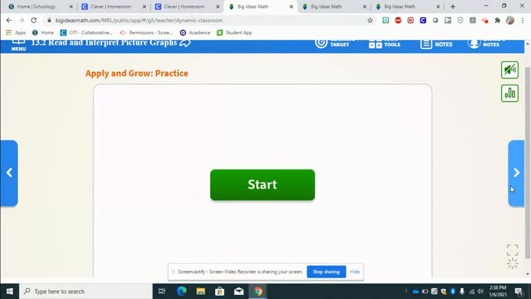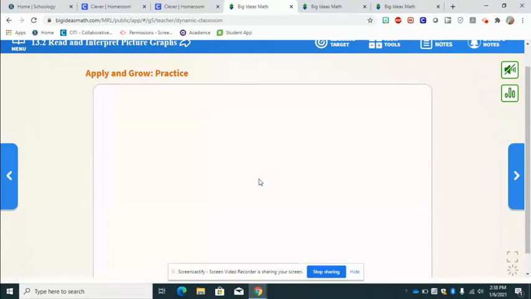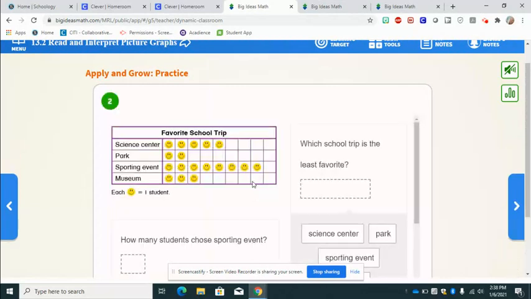And now we're going to do our apply and grow practice, which is on page 621 in your math books if you want to follow along. All right, this is a graph of a student's favorite school trip. Each smiley face equals one student. Remember, this is our key that helps us understand what each picture represents. So the favorite school trip to the science center, the park, a sporting event, or museum.